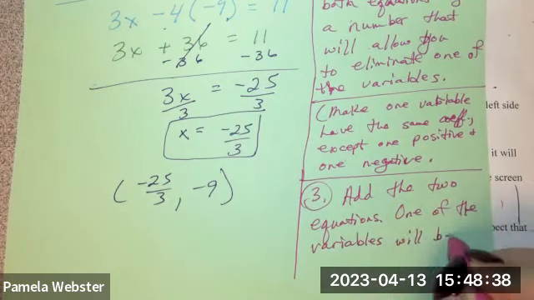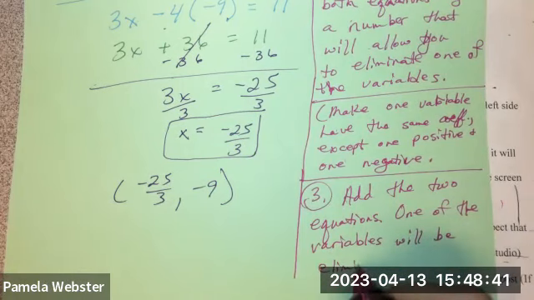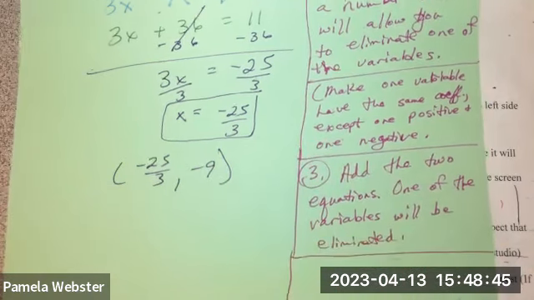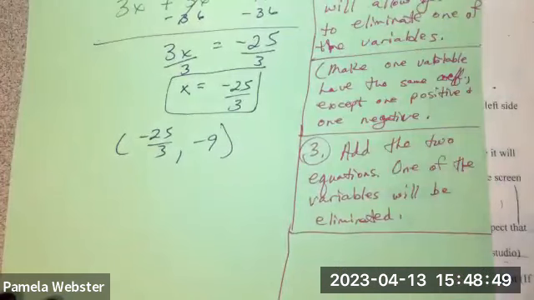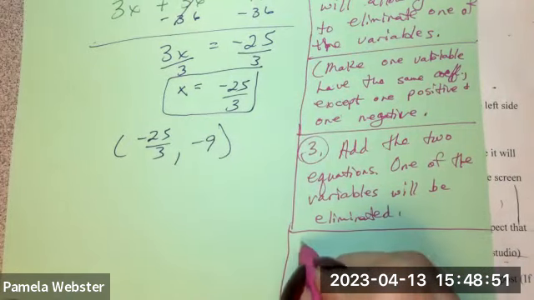Will be eliminated. That's what we're after. Okay, if I've done it right, add those two equations together. Step number 4, solve the equation for one variable.